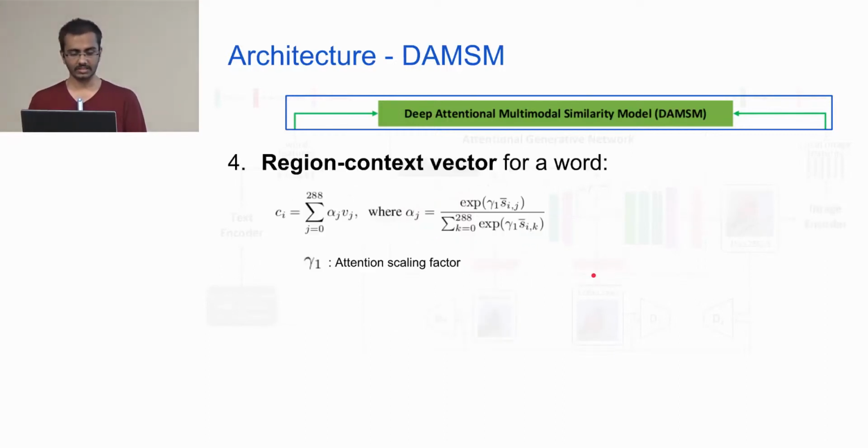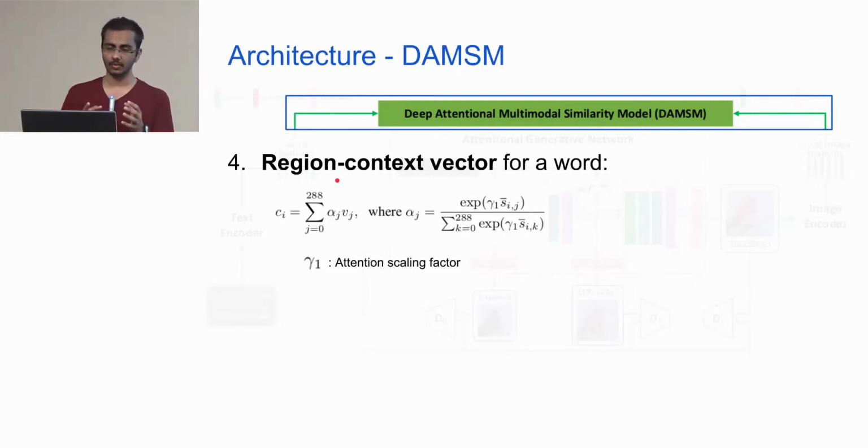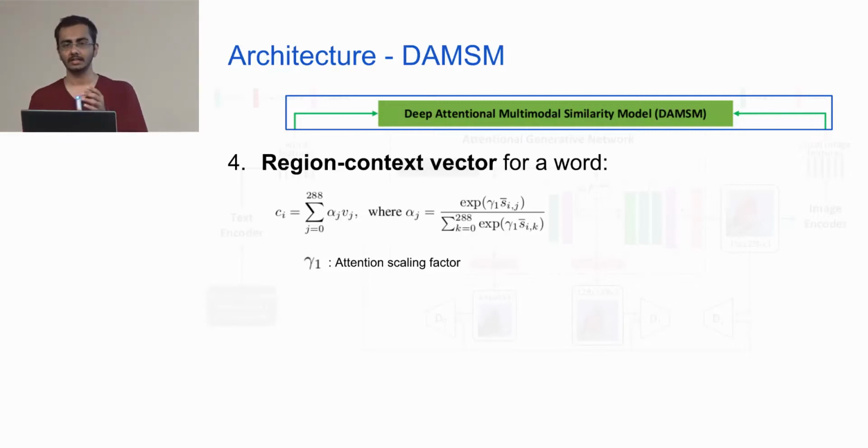Okay, now the fourth step is computing region context vectors. Even though the formula may look similar, this is different from the word context vector which we saw previously. A way to intuitively understand this: at that time we were interested in generating the image, so we wanted to look at all the words and paint one particular subregion. Over here we are trying to find out if this word actually had any significance in painting a particular image or not. So here we do the reverse process.